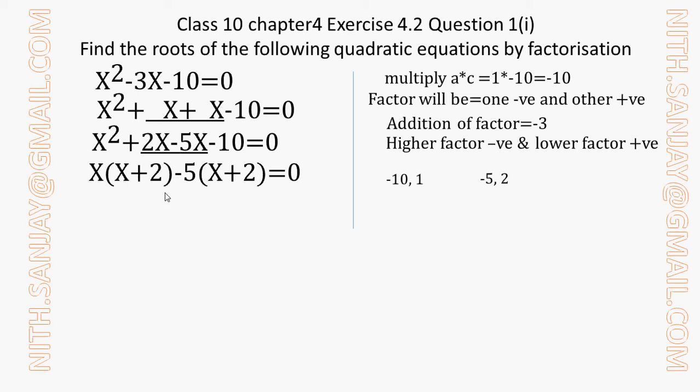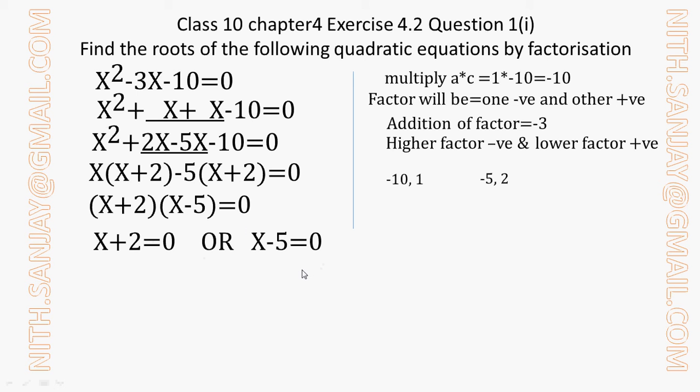Right. So next I will take x plus 2 common from both of these terms. If I have taken x plus 2 common, I am left with x minus 5, so I have written it here. So the root of this quadratic equation is that either x plus 2 is equal to 0 or x minus 5 is equal to 0.